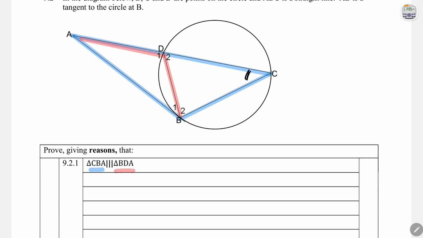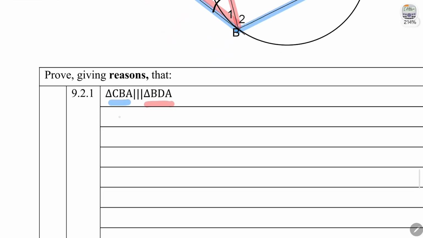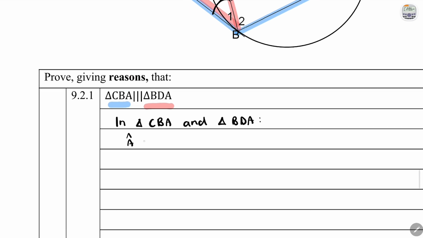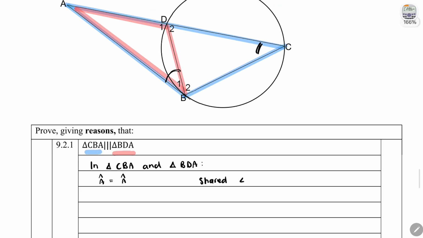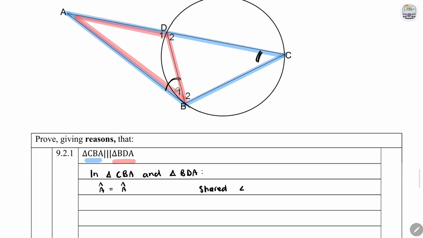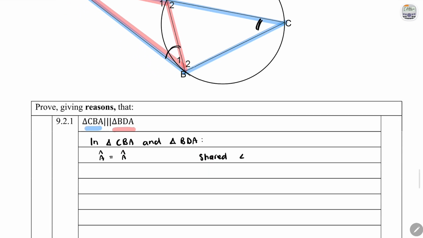Okay, so let's go ahead and name our triangles first. So we'll just tell them in triangle CBA and triangle BDA, then we have angle A being equal to angle A, and this is because this is a shared angle. So it's not something we have to look for, it's just already shared. And now we have that, and we can tell them that angle B1 is equal to angle C.